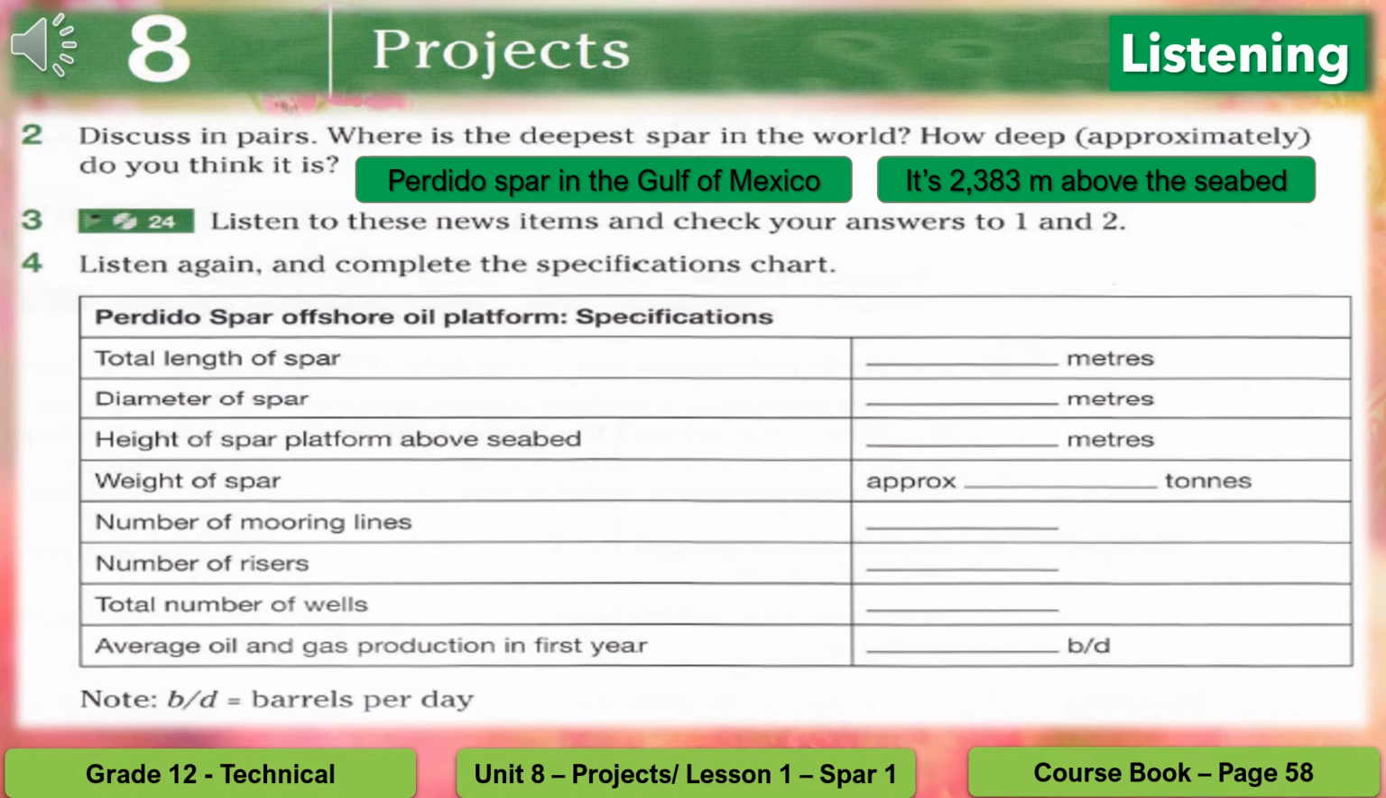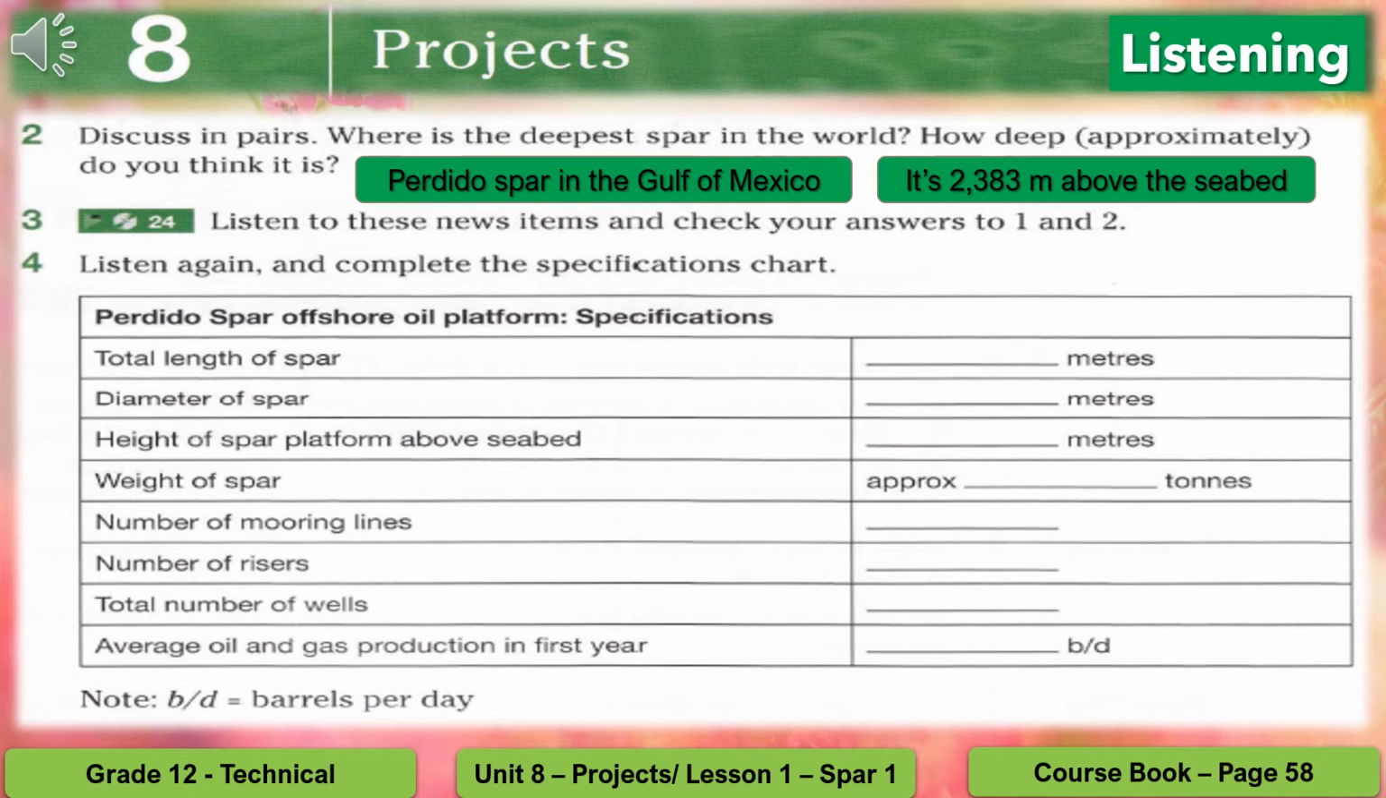1. This is the news at 10 on Monday, June 2nd, 2008. Good evening. The Perdido Spar has been towed to its site in the Gulf of Mexico. The spar, which is expected to be the deepest oil spar in the world, weighs about 45,000 tons, equivalent to about 10,000 motor vehicles.